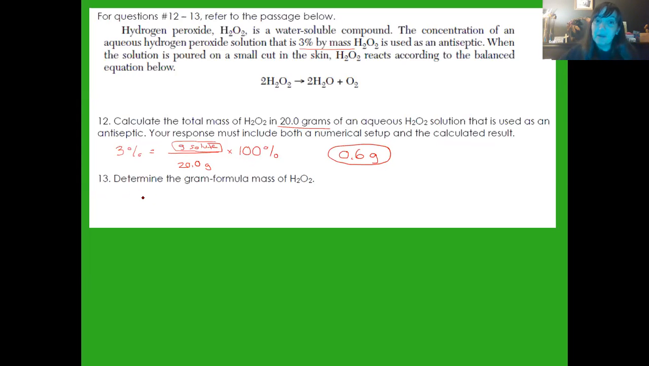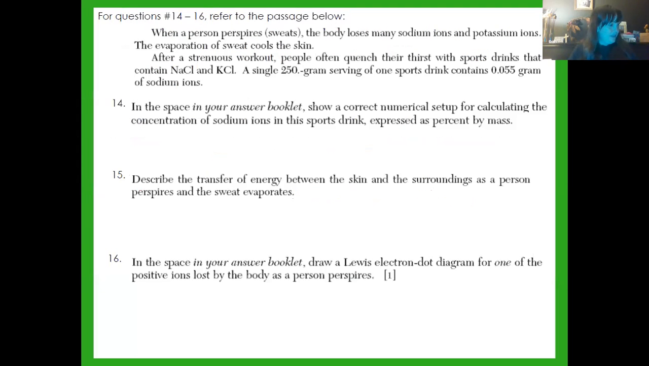Next question, determine the gram formula mass of H2O2. All right, this is also a review question. For this, I just look on my reference table and remind myself of the mass of hydrogen and oxygen. Hydrogen weighs 1. There's 2 of them. Oxygen weighs 16. There's 2 of those. So 2 times 16 is 32 plus 2. It's going to be about 34 grams per mole. Great. All right, last questions.